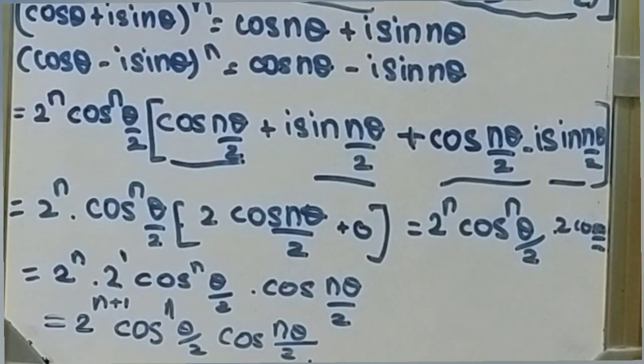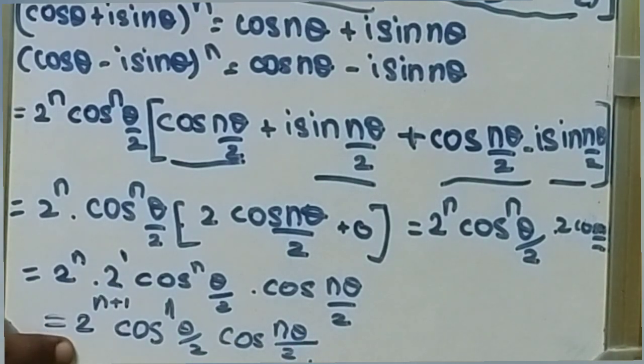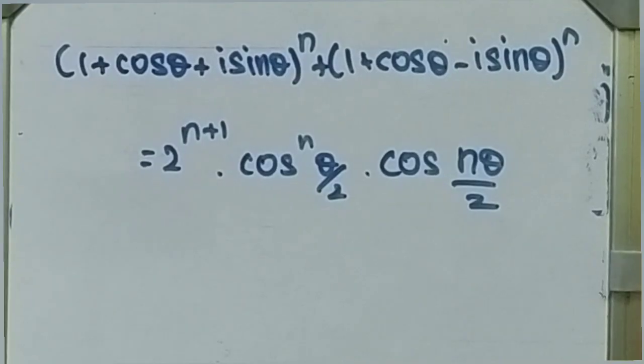What do we have to prove? We have to prove that 1 plus cos theta plus i sin theta power n plus 1 plus cos theta minus i sin theta power n equals, so we take that, right, and we solve this and find this. This equals 2 power n plus 1 cos power n theta by 2 and cos n theta by 2. So we have to prove this. We prove this, right? Right. How do we prove this?